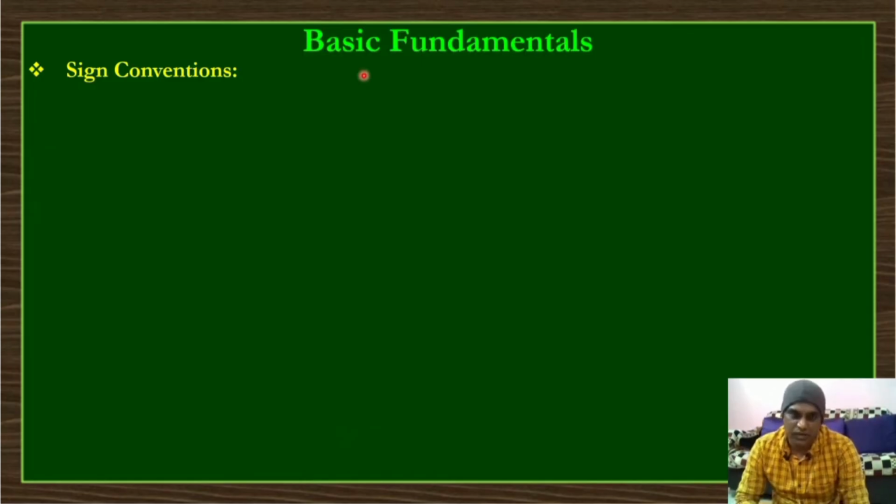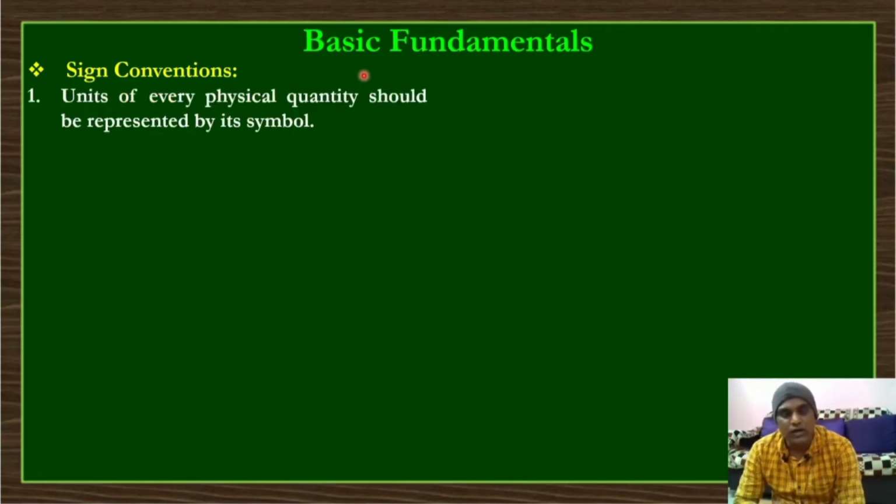Sign convention. Okay, so what are the different sign conventions we can use, or the important things you must remember while writing the units that we are going to discuss. First of all, the units of a physical quantity should be represented by their symbol. Units means, suppose length. Length can be expressed in terms of its unit, and its SI unit is meter, so it should be represented by m.